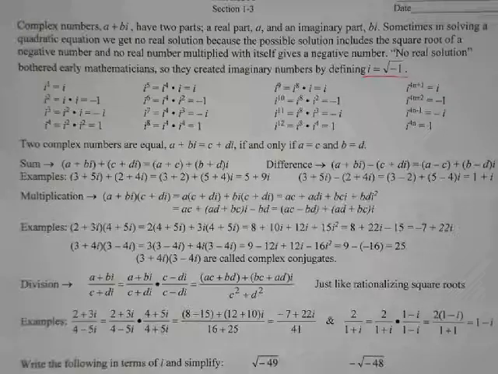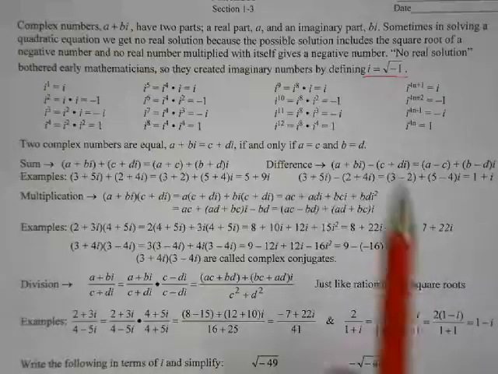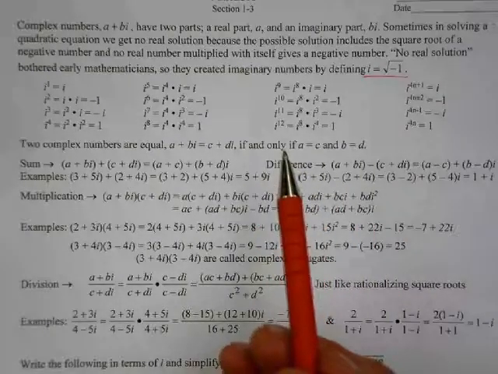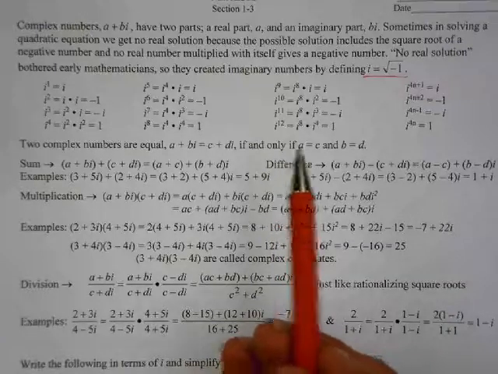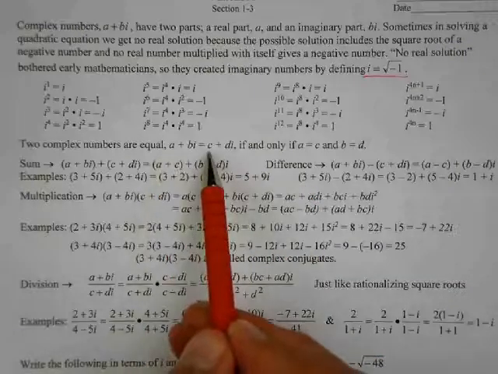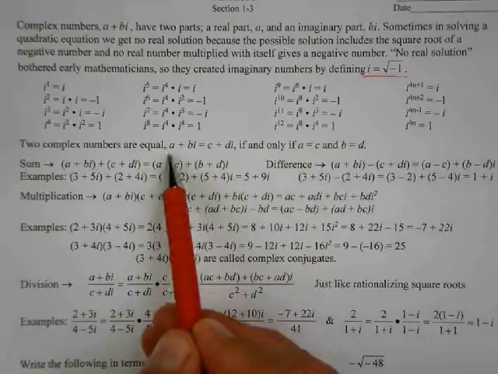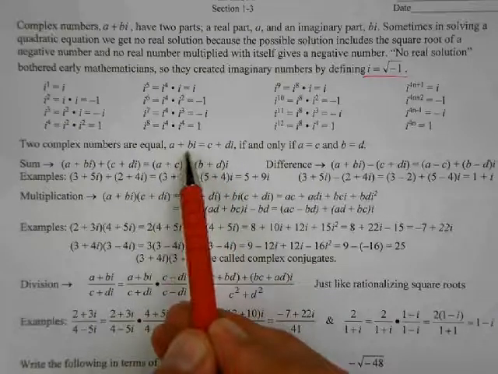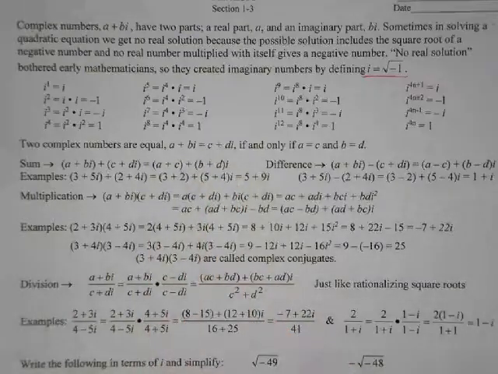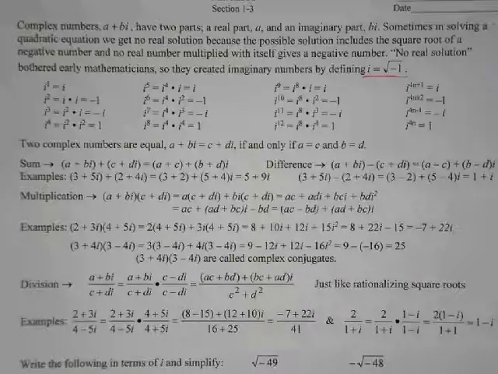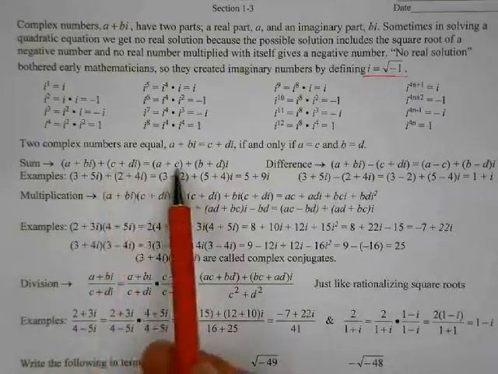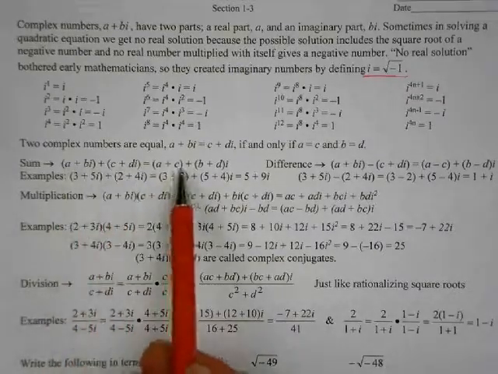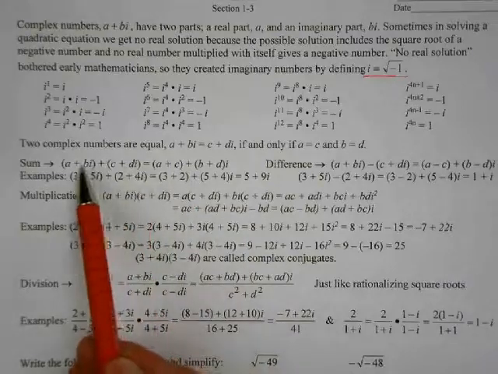Now, two complex numbers are equal if the A part and the C part, the real parts in other words, are both equal, and if the imaginary, the B and D parts, are both equal. If that is true, then we can say the two complex numbers are equal. If we want to add complex numbers, we add the real parts together, so the A and C, and the imaginary parts together, the B and D.